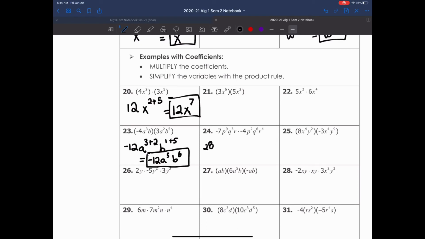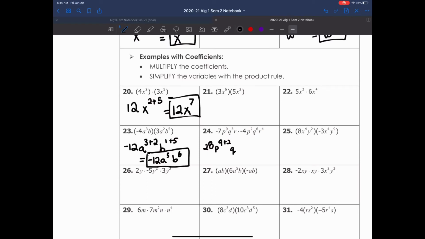So I have 28. Now let's look at my p values. I have p to the 9th times p squared. Since these are the same base and we're multiplying them together, I can add the exponents. So I have p to the 9 plus 2. Now let's look at my q's. I have q to the 3rd times q to the 6th. Same base, so I can add the exponents.